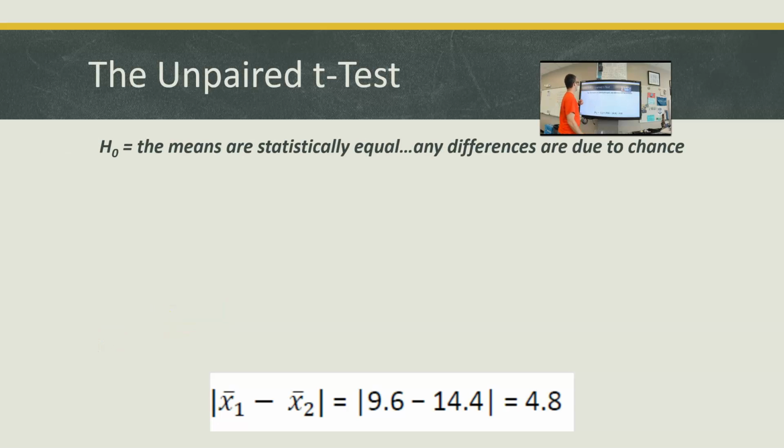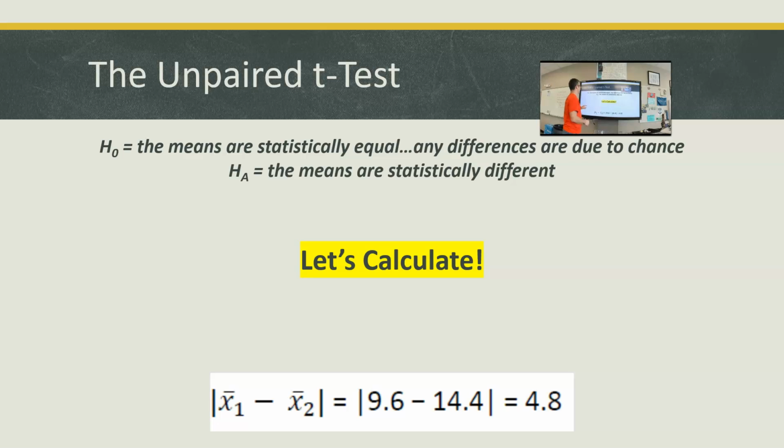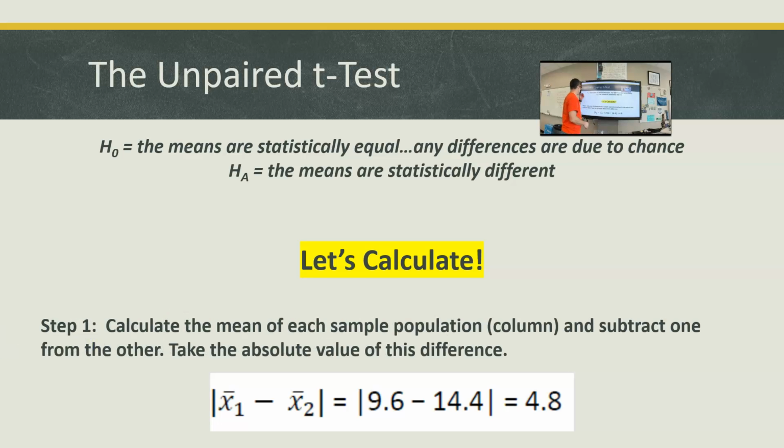Again, we're going to look at H sub 0, the null hypothesis, which would be that the means are statistically equal. Any differences are due to chance. The alternative hypothesis is that the means are substantially different. So let's calculate. Step 1 is to calculate the mean of each sample population, each column, and subtract one from the other. Take the absolute value of this difference.